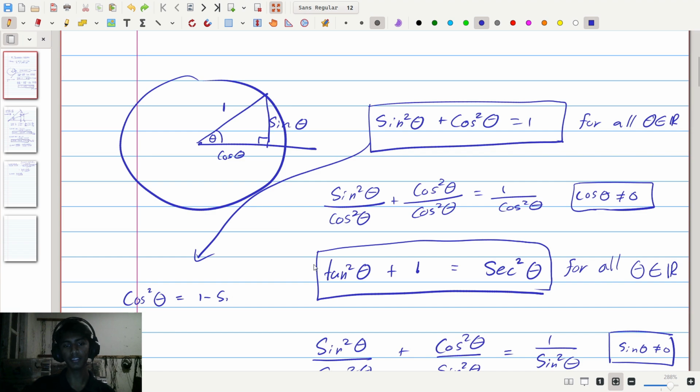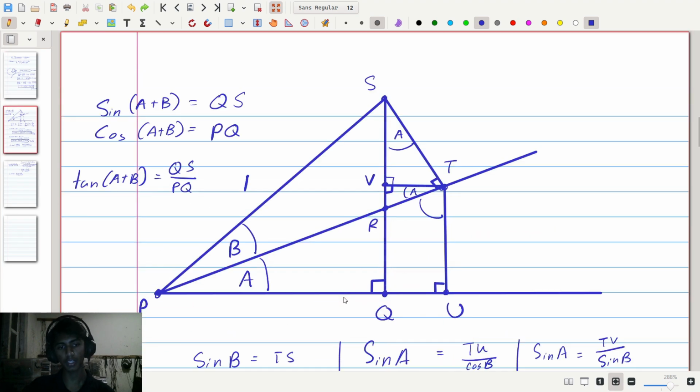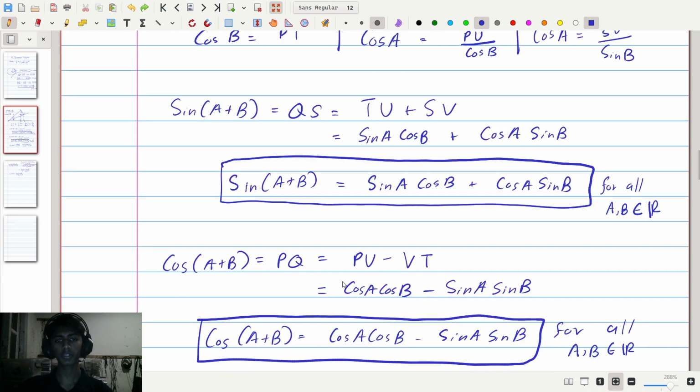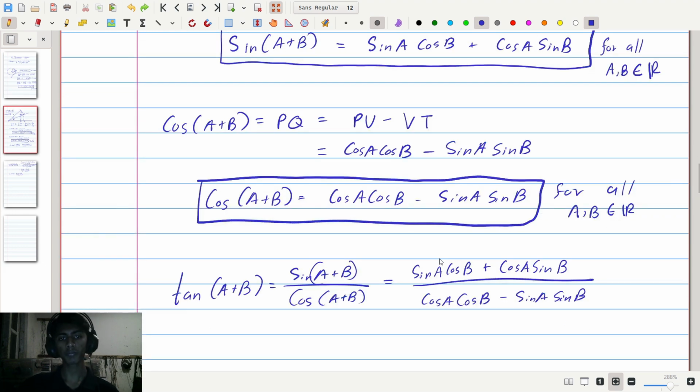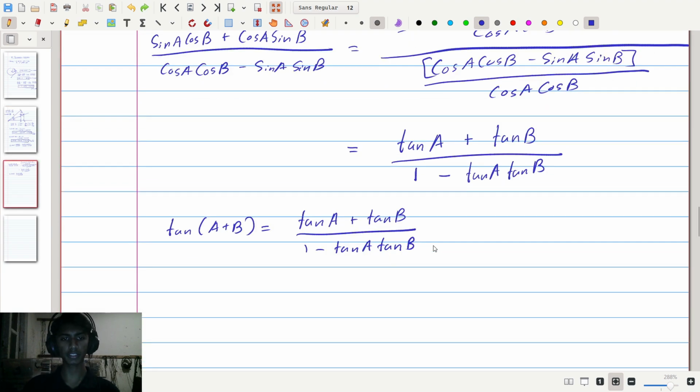So again, this is just because mathematicians like the most clean, most elegant form of writing something. In the case of sine of a plus b and cosine of a plus b, we can elegantly write that sine of a plus b is sine of a times cosine of b plus cosine of a times sine of b. We can also elegantly write that cosine of a plus b is cosine of a times cosine of b minus sine of a times sine of b. For tangent, we can elegantly write that tan of a plus b is equal to tan a plus tan b divided by 1 minus tan a tan b. That's the whole point. The point is elegance.